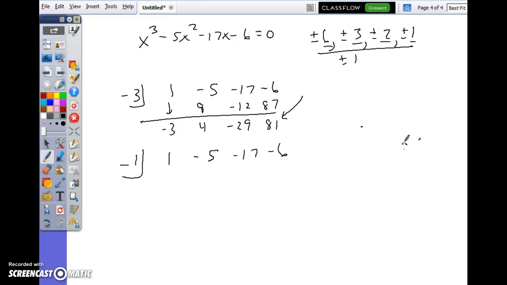3 times 2 is 6. 1 times 6 is... Okay, but what about 6 times 3? That doesn't give me 6. I know! Factors of 6. It's only factors of 6. Doesn't really matter. Yes.